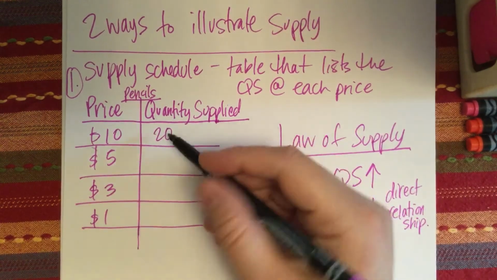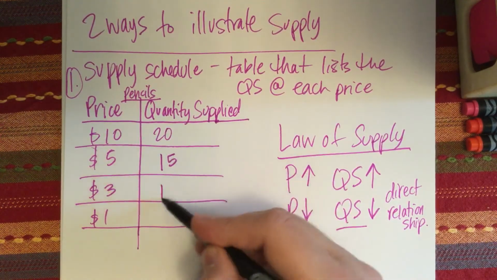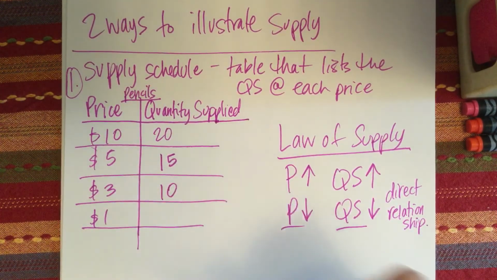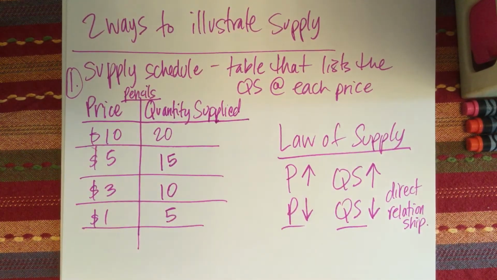If prices were $5, well, I'm not going to supply as much. And if prices were $3, maybe I would supply even less. And at $1, I'm only going to put out 5 units of pencils for sale at that price. Remember that when it comes to profit, the supplier is going to sell their goods at a price that they can, that is going to be more than what it costs them to produce.